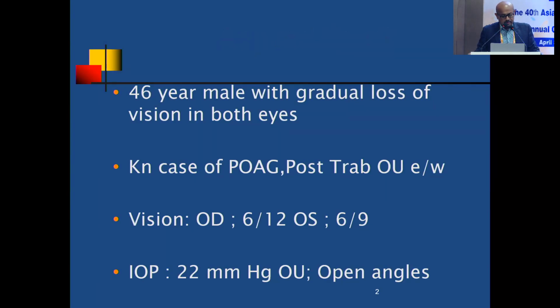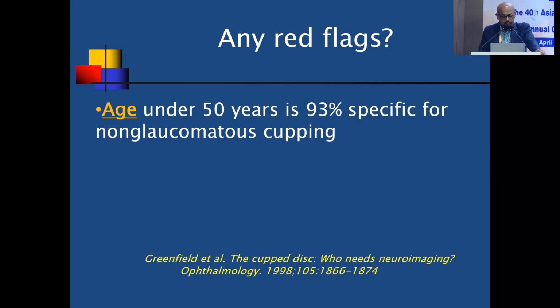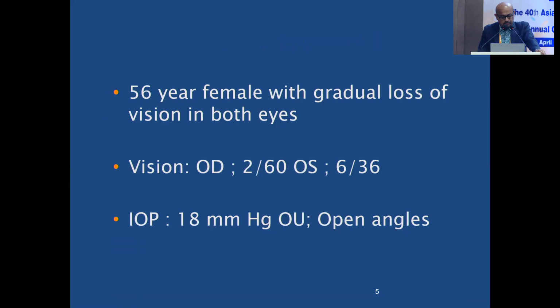So are there any red flags here with a 46-year-old male with loss of vision? Well, the red flag here is the age. Anybody who is under the age of 50 and has a significant cupping, unless you know why that patient has developed glaucoma, you should be looking for a neurological cause. I'm not saying that glaucoma cannot start below the age of 50, but if you have a young patient who has a reduction of vision, and it's not fitting glaucoma, you should be looking for a neurological cause. This is the picture of the optic disc.